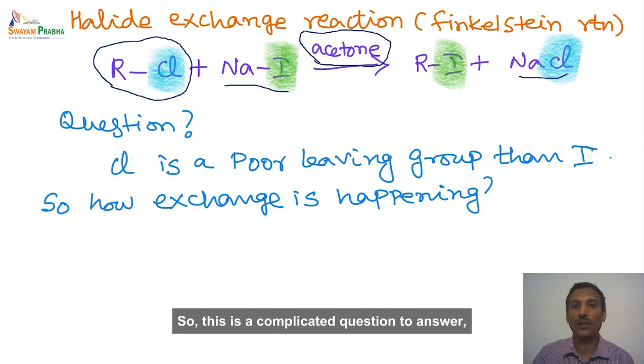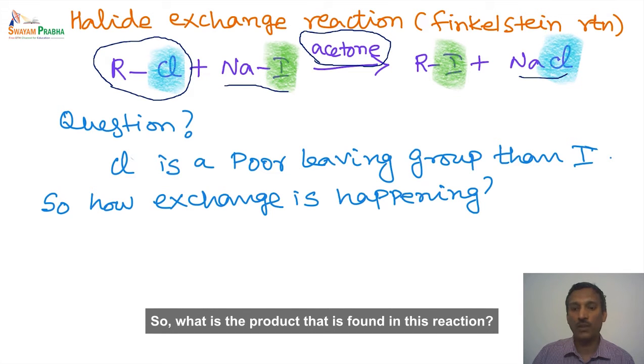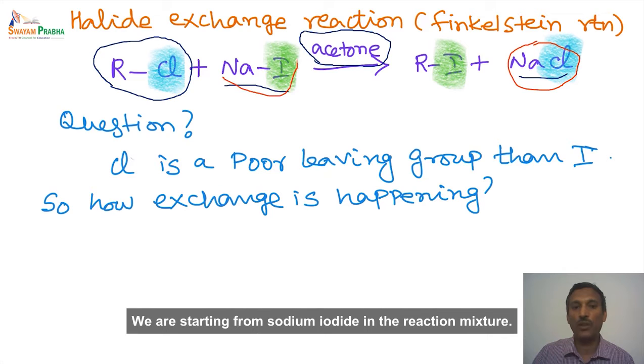So this is a complicated question to answer, because as we know, an easy substitution is far better compared to a difficult substitution. So how does this reaction actually work? If we look at the mechanism, or if we look at the product distribution, we will get some clue. So what is the product that is formed in this reaction? We have a sodium chloride that is formed in the reaction. We are starting from sodium iodide in the reaction mixture.